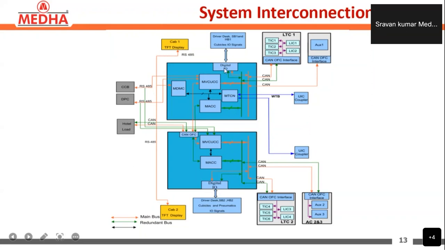So the digital inputs and outputs, here we can see the driver desk, SB1, HB1, cubicles of the input output signal. From that we are getting the input signal, and that is passed through the main communication and redundant communication to MVCCC and MACC cards, the main computer and the auxiliary computer. And the process will be done in the control cards here, and the commands will be generated. And those commands would flow through the digital output cards to the driver desk, SB1 cubicles, HB1 cubicles, and so on. So this is about the system interconnection diagram.